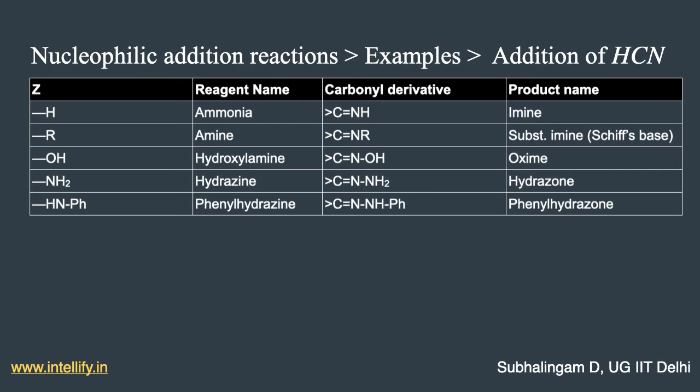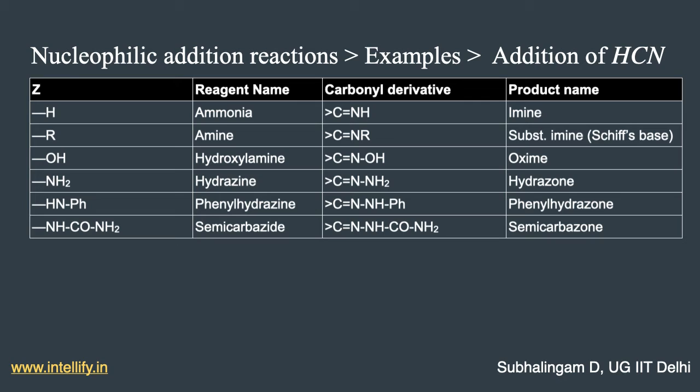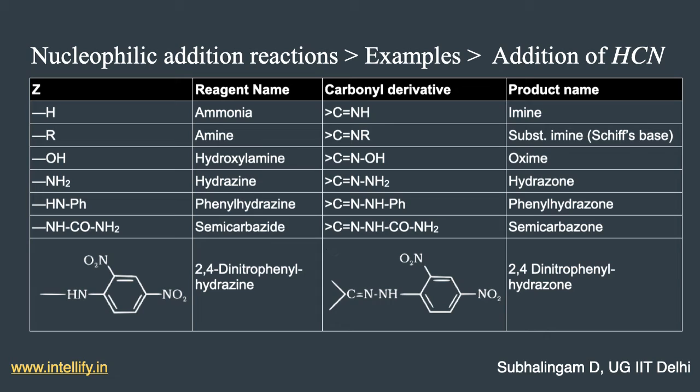If the Z is NH with a phenyl group, that is NH2NHC6H5, then it is known as phenylhydrazine. Last step it was hydrazine. Now we substitute an H with a phenyl group. Now it's known as phenylhydrazine, and the product is similarly called phenylhydrazone. If we have NH2NHCONH2, it is called semicarbazide and we get the product as semicarbazone.